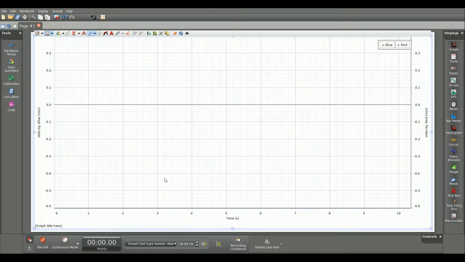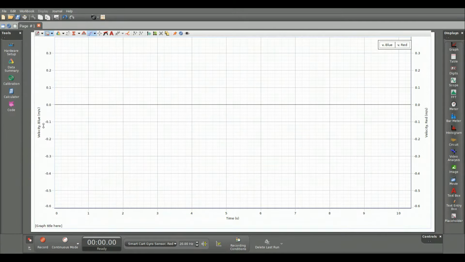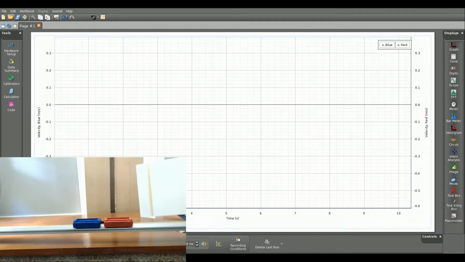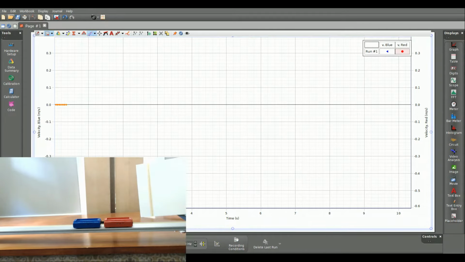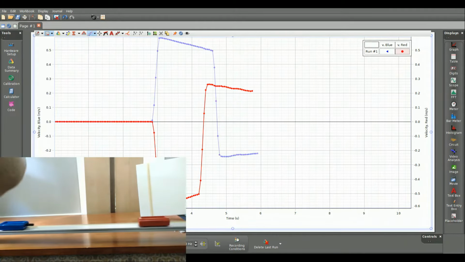And here's the Capstone file. I've already logged in on the carts, so they'll start recording. I have a blue cart on one side, red cart on the other, but they will show up together. So let me give you an image where you can see both. There we go. So I press record in Capstone, and you see it start to record. I reach over and pop the spring, and they move off, and I stop Capstone.